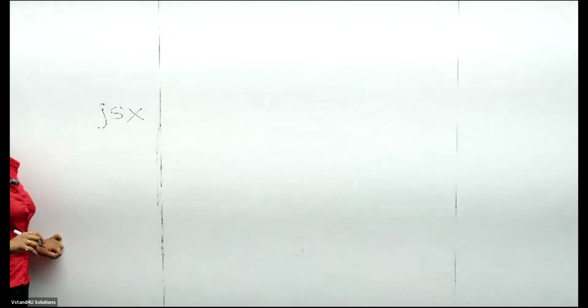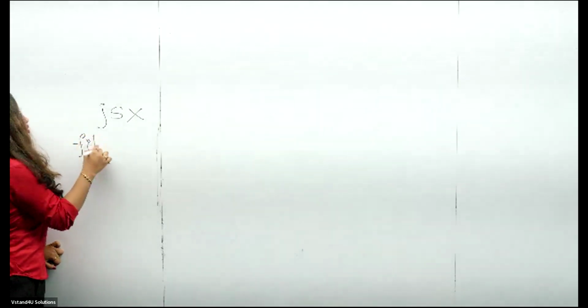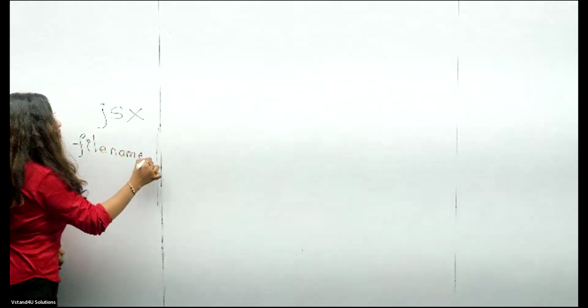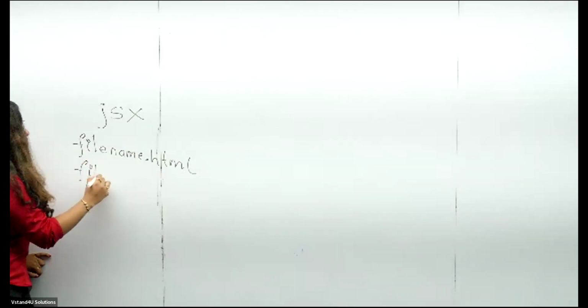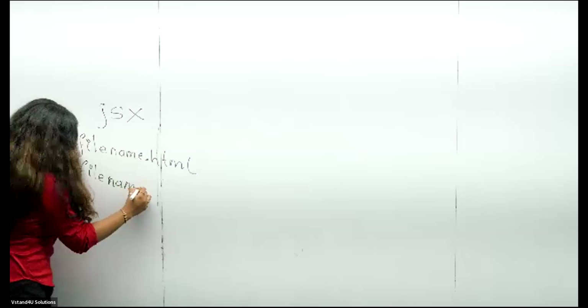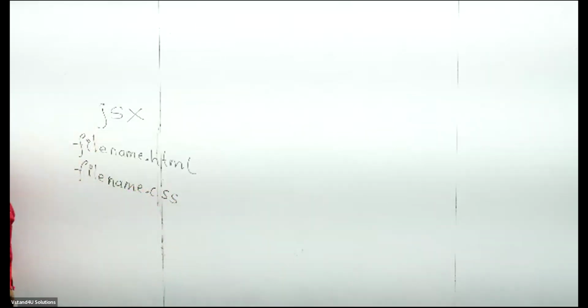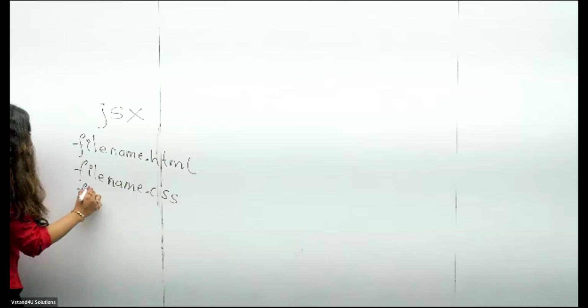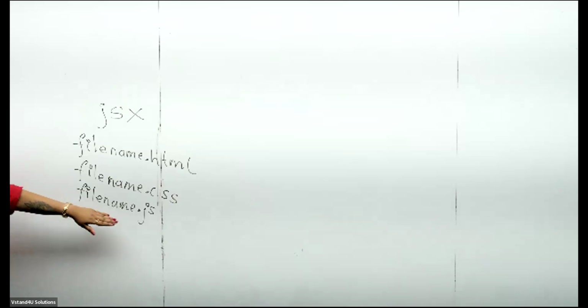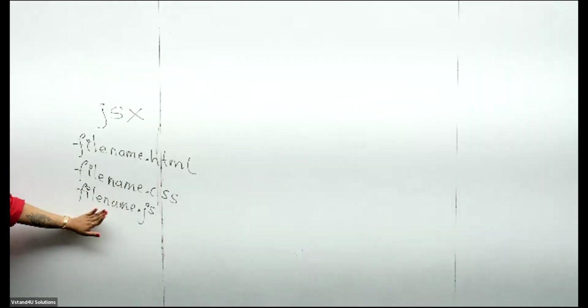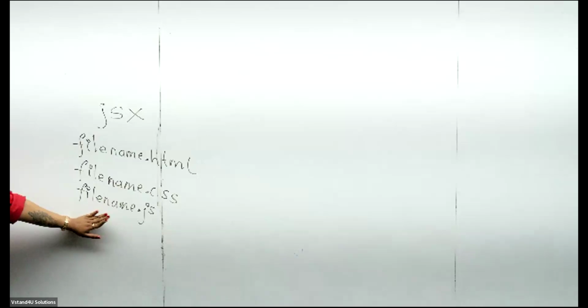See, till now you people have written HTML code also. What you people used to do? You people used to take file name dot HTML, that is for HTML file. Then file name dot CSS for style sheet. Then file name dot JS, that is for JavaScript. Yes or no? So now here also you will be using JS only, but this will be in the form of not HTML, XML.